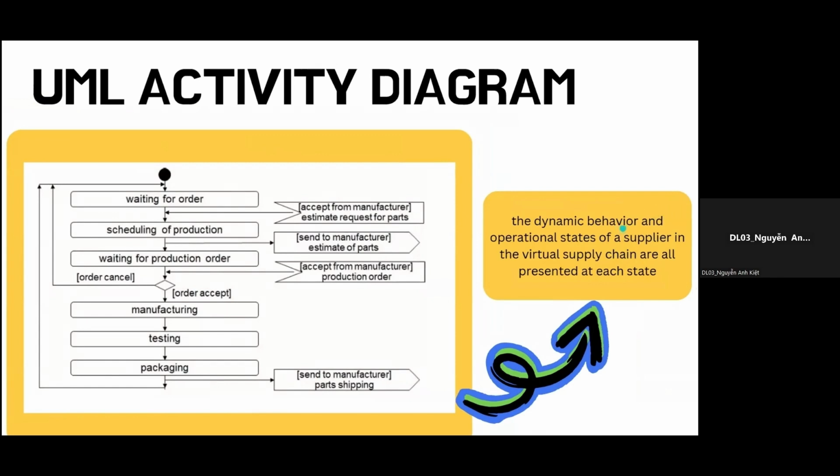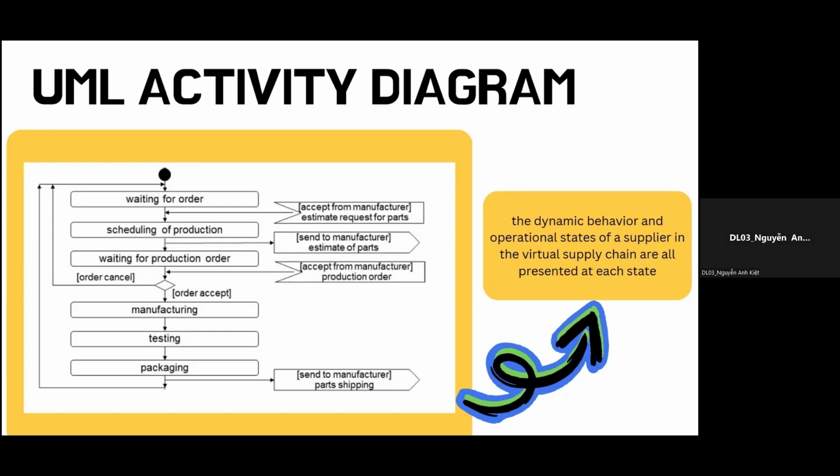A request for parts estimation triggers the next step, which is scheduling of production. In this step, upon receiving a request, the supplier schedules production, assessing resources and capacity. Estimated costs and production times are then sent to the manufacturer.